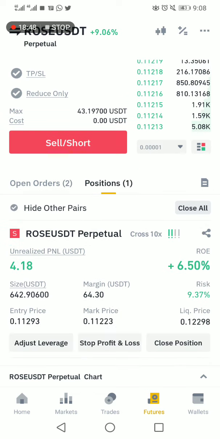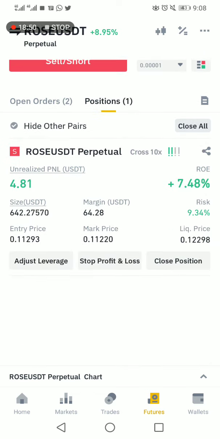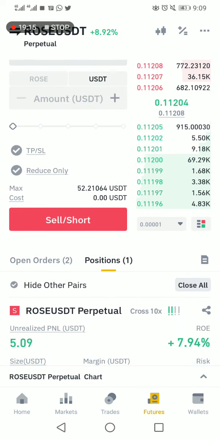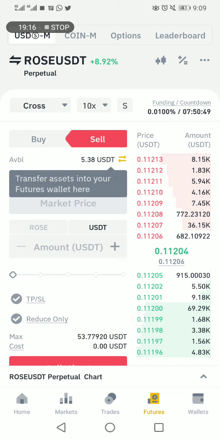So I've set my take profit and my stop loss. Make sure you always set your take profit and stop loss, so that once the market goes against you, it helps you cut loss. That is the essence of it, to help you cut loss. So that is it about futures trading, and I believe with this video you have an idea of what futures trading is all about, and you can go and give it a try. Thank you and God bless you.